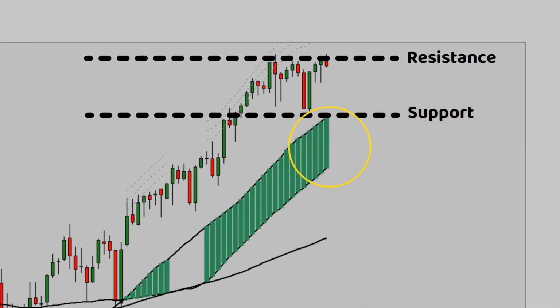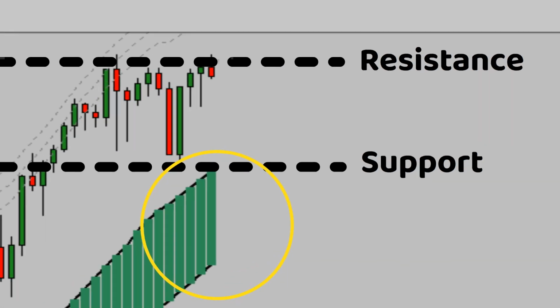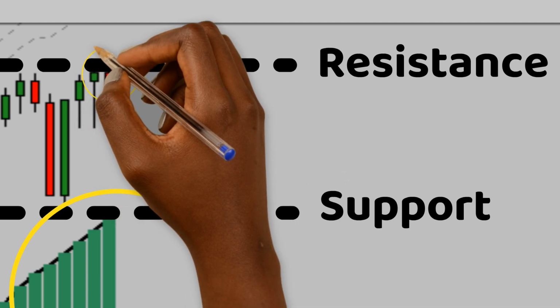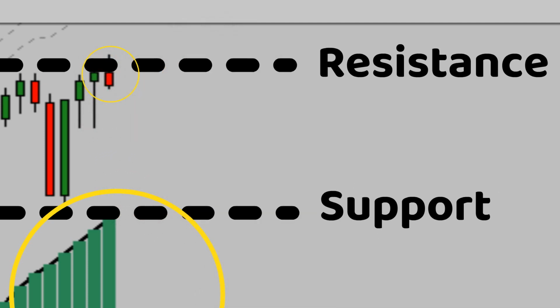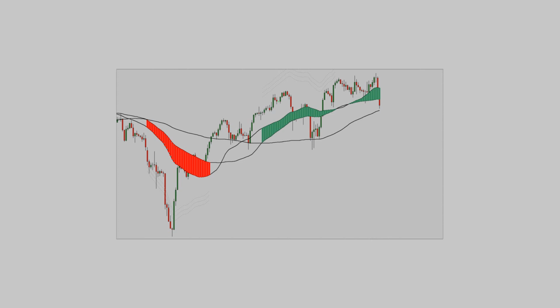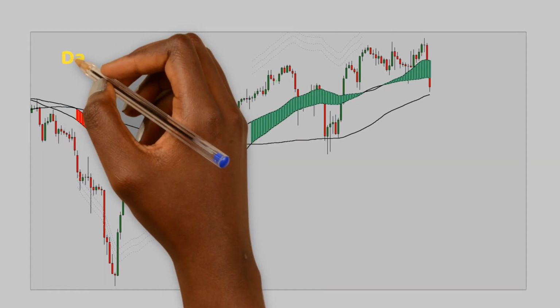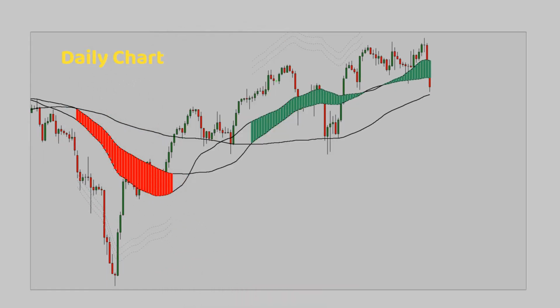How about the resistance? These are the major structures. You can see that there's that red candle there trying to form, so you can see that sellers are trying to build momentum around that resistance. So that will give us at least an idea as to what to do on lower time frames. Okay, so this is the daily chart. What do you see? What's common between this and the last one?